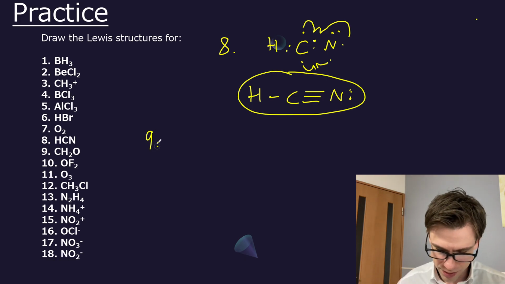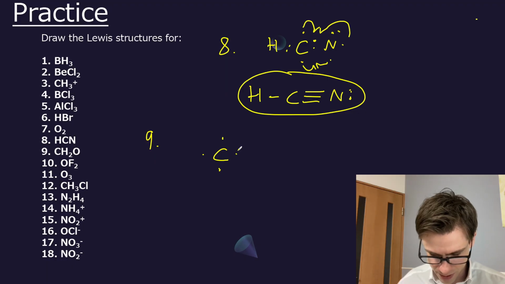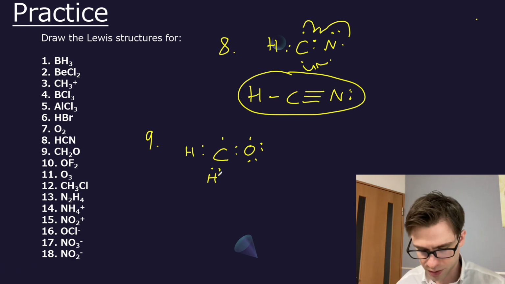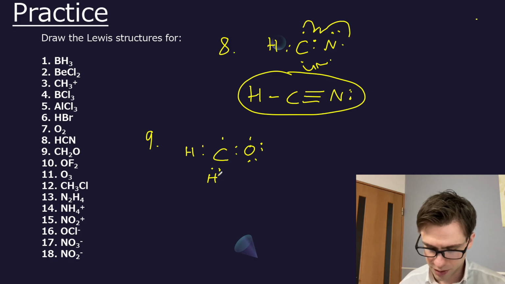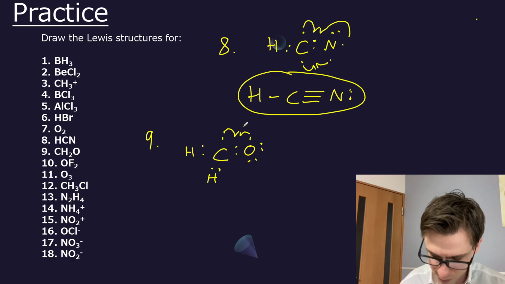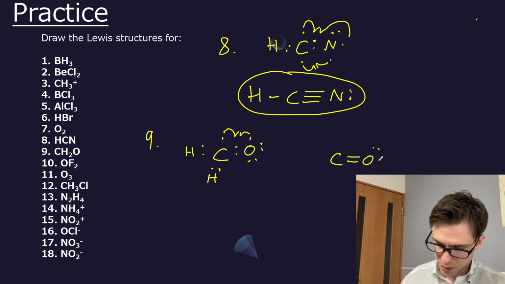Number 9, CH2O. Okay, choose carbon as the central atom. It can form 4 bonds. We'll have at least one bond with oxygen. We'll have a couple bonds with hydrogen. And then we're kind of stuck. So carbon has 7 in the valence shell, and oxygen has 7 as well. We need to share one more pair between both of them. We'll take 1 electron each. So this will end up a double bond with oxygen, and then 2 single bonds with hydrogen.